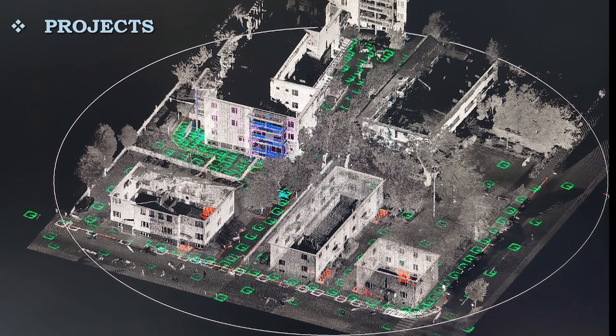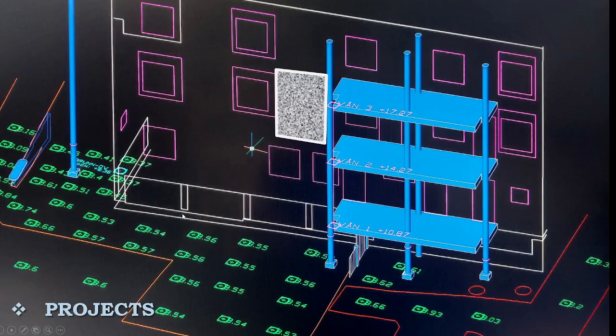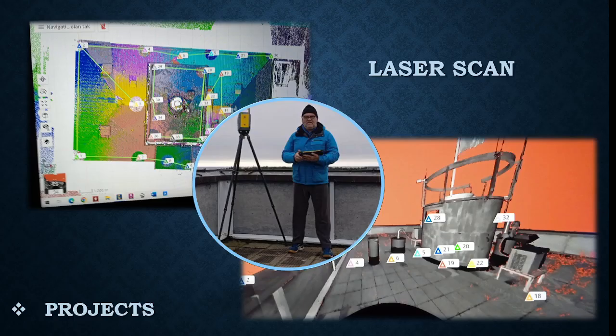And here we see the green circles and triangles showing the places where the scanner stood while work was being done. A more detailed image where the exact geometric dimensions of the building objects and landscape are given. This project involved indoor and outdoor scanning of a local university building in Mariehamn city. If it is interesting, we can show more information about this project.